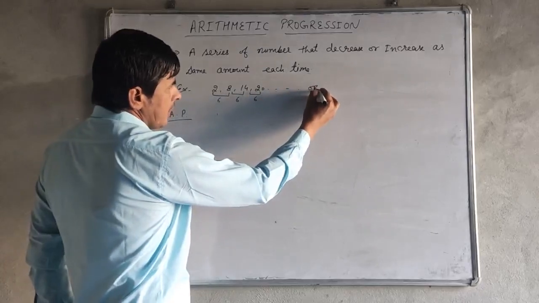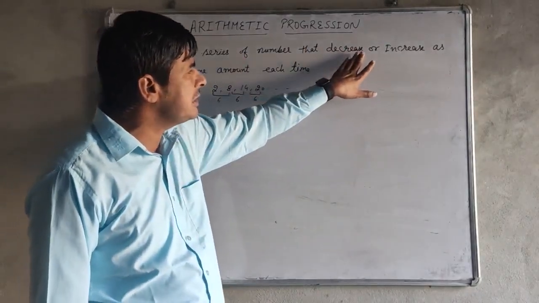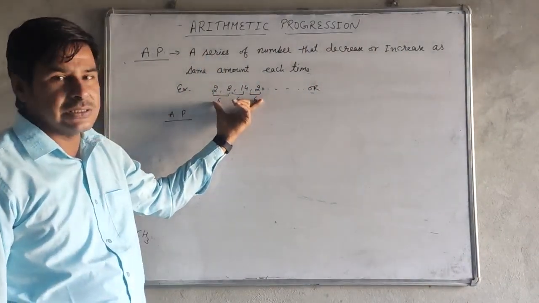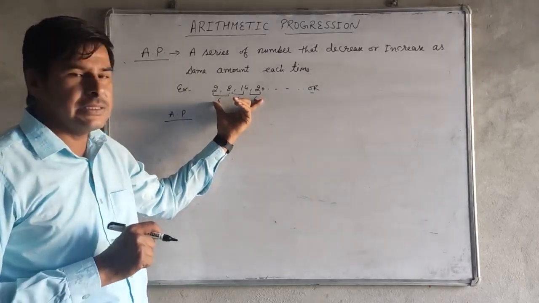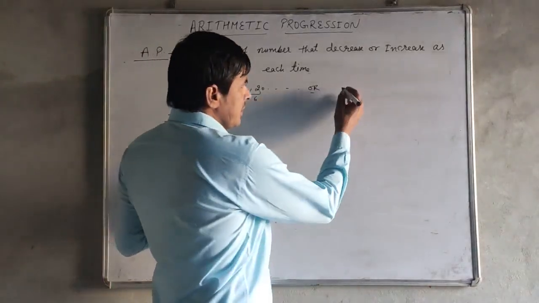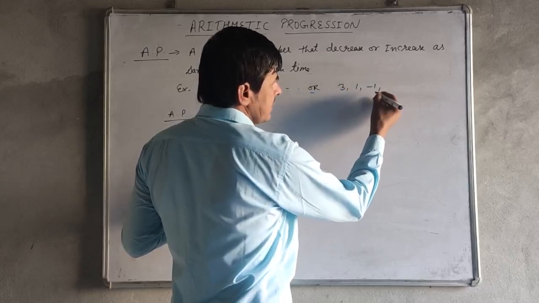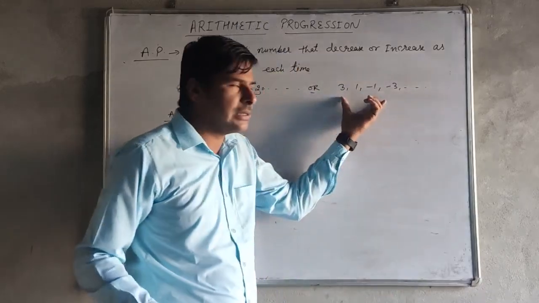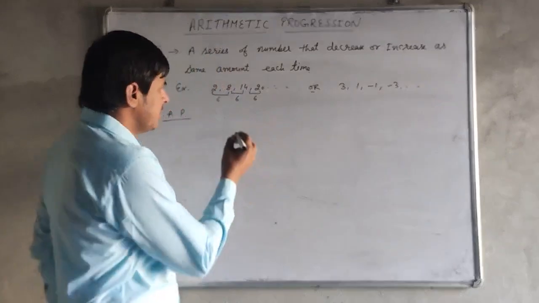One more thing I want to tell you: in a series, I told you it is decreasing or increasing. That was an increasing example, and now I want to give an example of a decreasing series, like 3, 1, minus 1, minus 3. It is also an AP. How is it an AP? I want to give the examples.